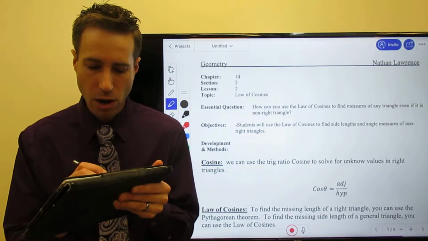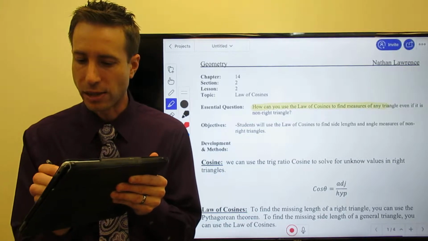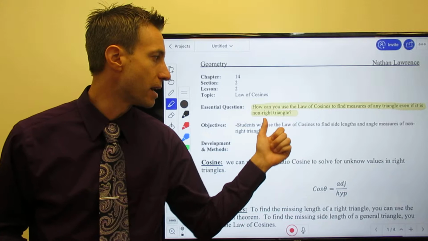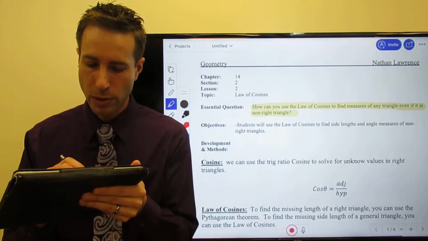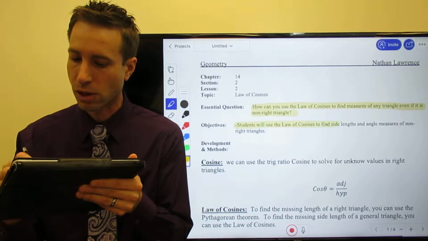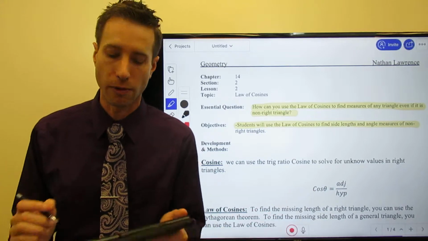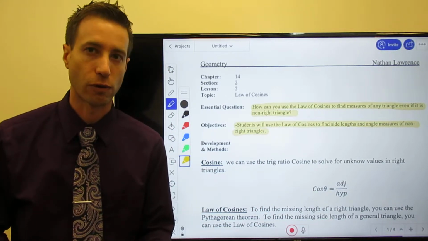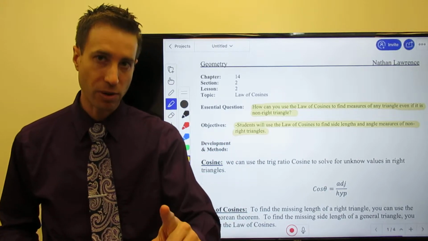But first, our essential question. What is the law of cosines, and how can we use it to solve for unknown measures in non-right triangles? The way we'll do that is by introducing you to the law of cosines. First, what is the law of cosines? Then we'll show you how to use the law of cosines to solve triangles. So now back to my previous question.